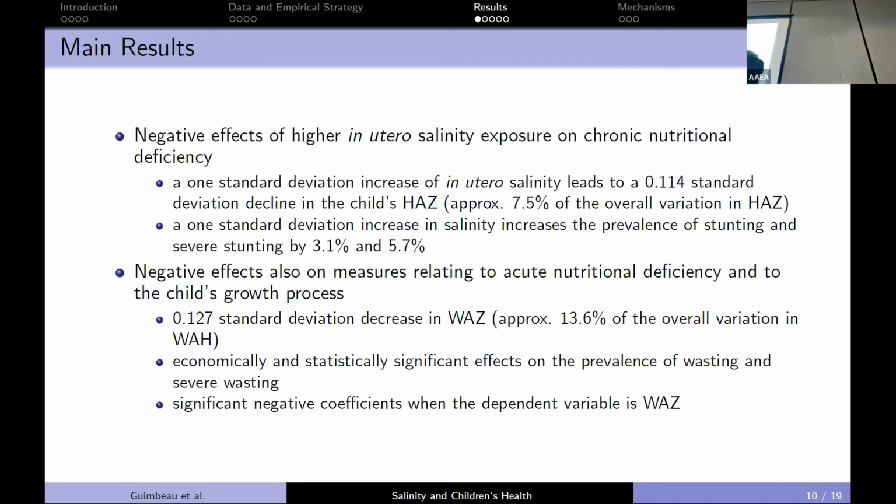So first, we find negative impacts of higher in utero salinity exposure on both acute and chronic nutritional deficiencies. We find that a 1 standard deviation increase in in utero salinity leads to about a 0.11 standard deviation decline in the HAZ index, which is approximately 7.5% of the overall variation in HAZ, which is saying that salinity is explaining about 7.5% of the overall determinants of how tall we are, essentially. And it's explaining about 13.6% of how heavy we are, essentially.